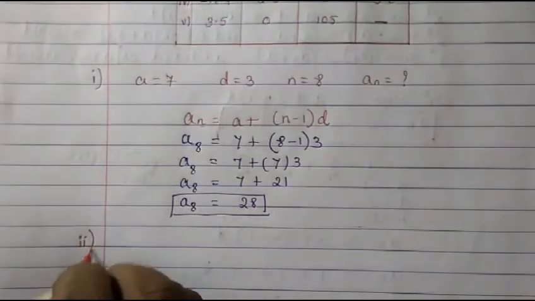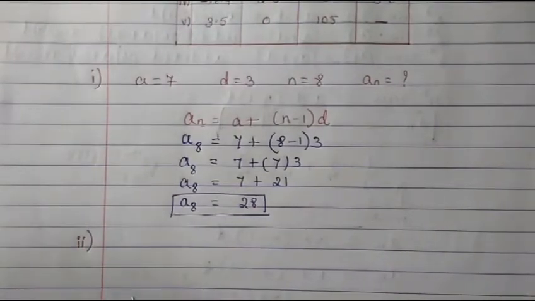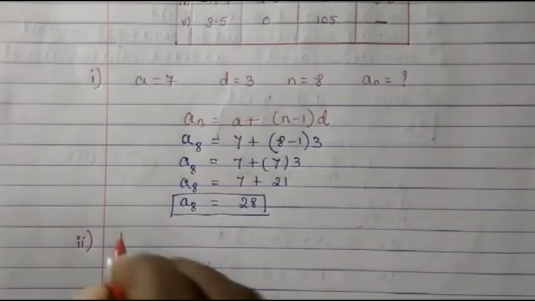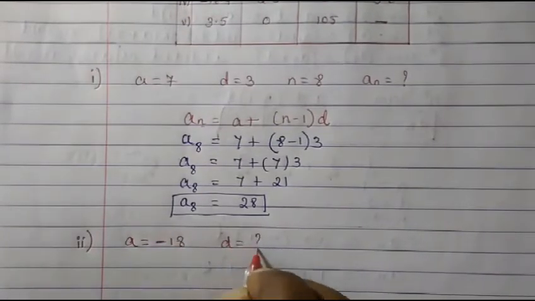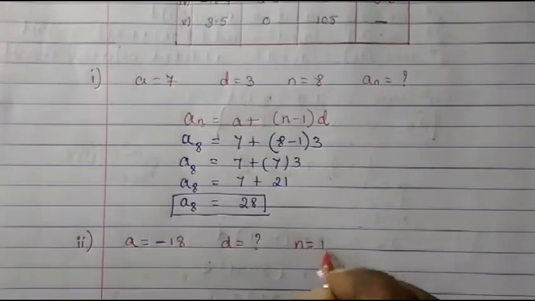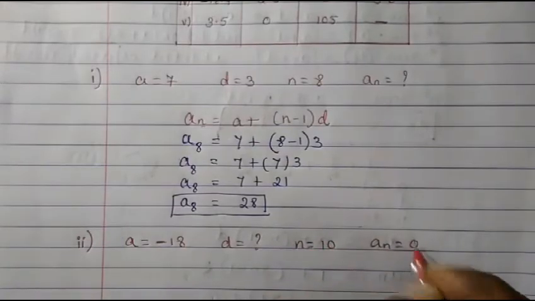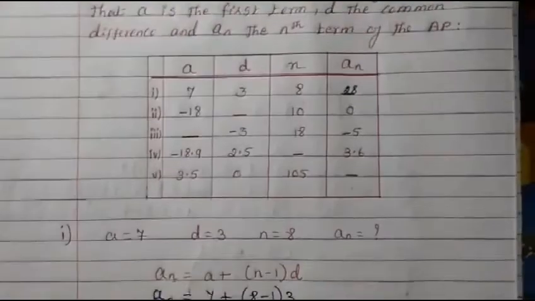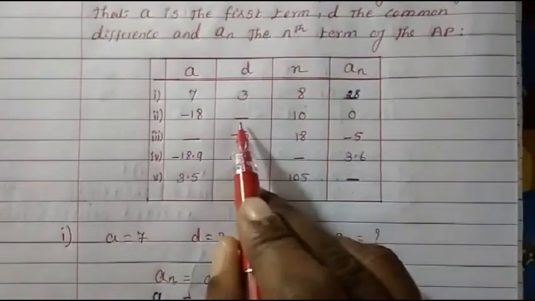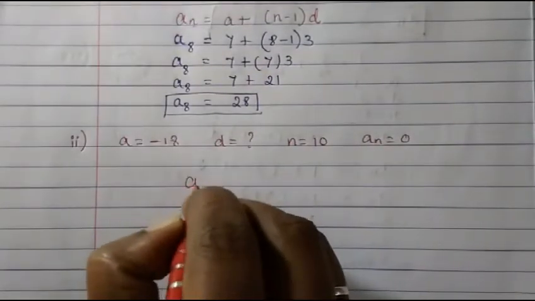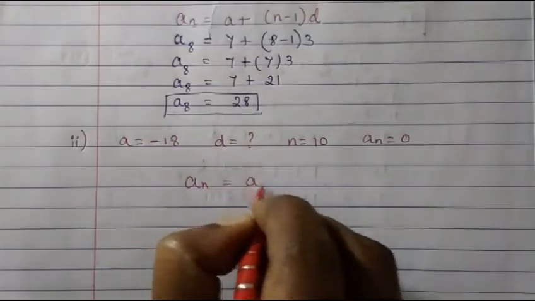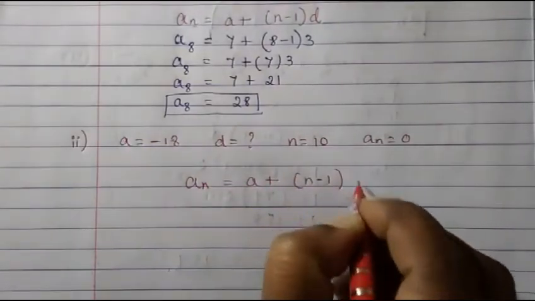Now let's do the second one. The values given to us are A equal to minus 18, D is not given, we have to find out, N is 10 and AN is 0. See here, AN is 0, N is 10, D value we have to find out. So let's write down the formula. Formula is AN equal to A plus N minus 1 D.